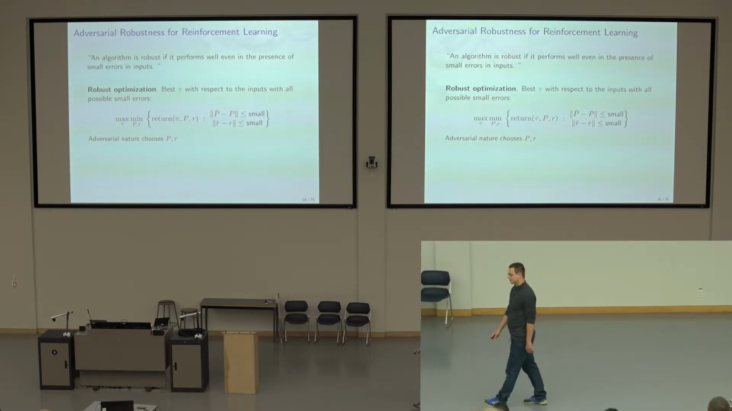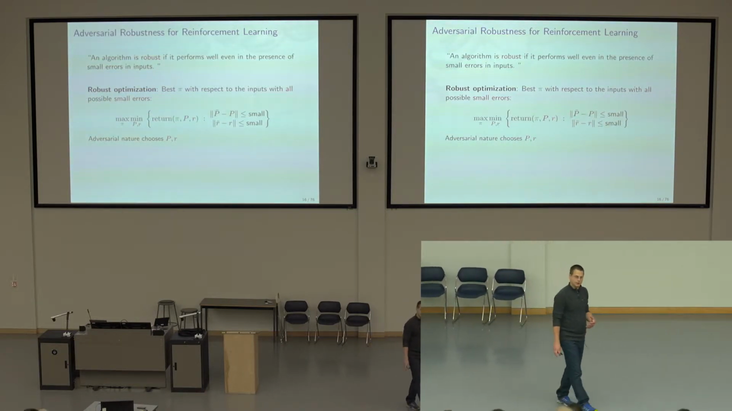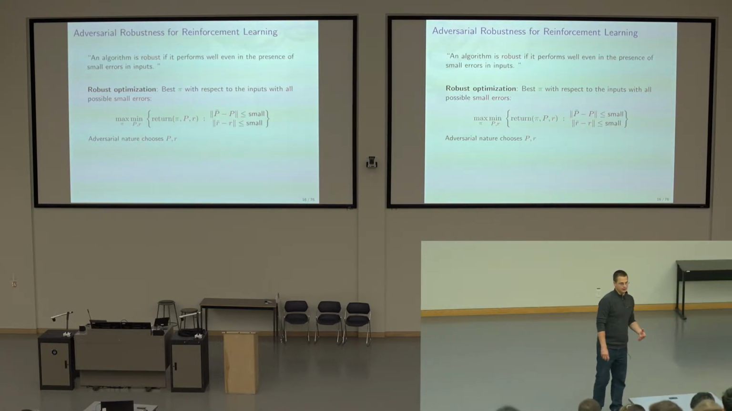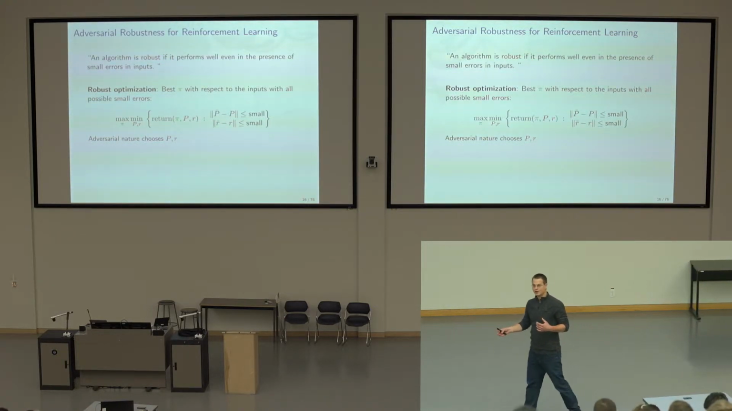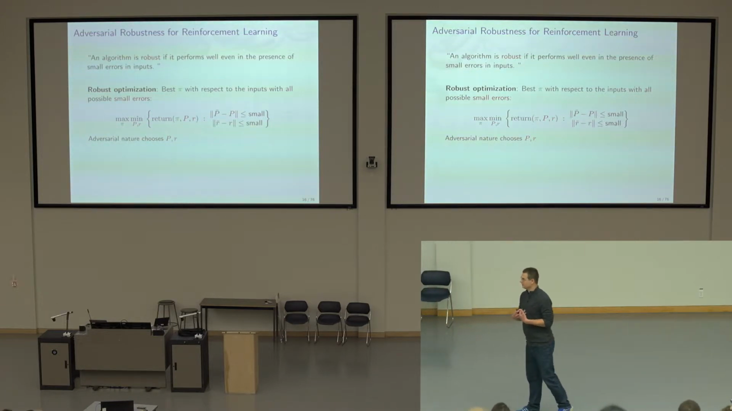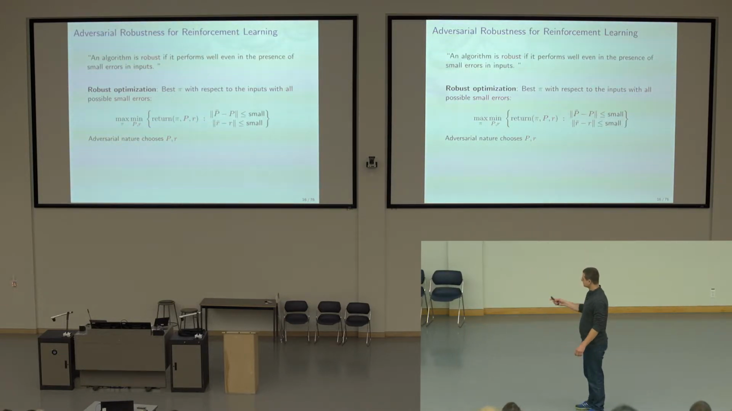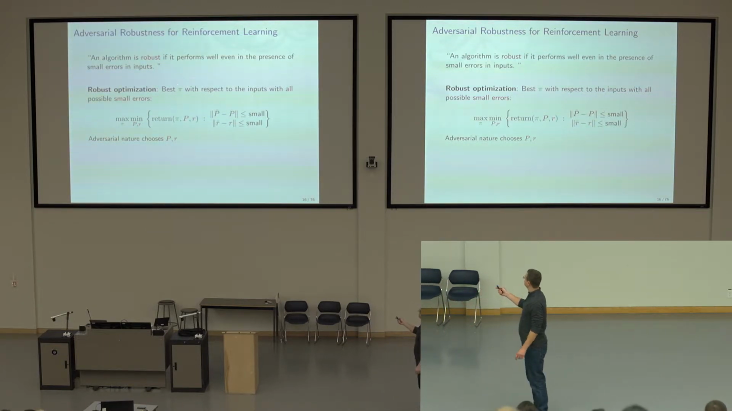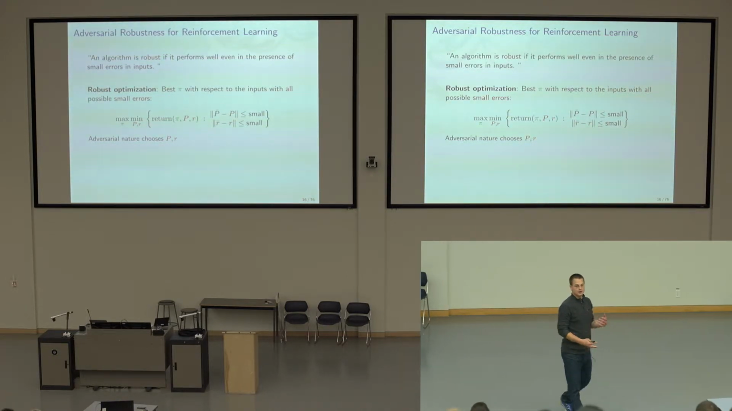What can we do about it? We're going to do essentially the same thing people do about robustness in deep learning. It turns out this is an old idea, but I think it's a very good idea, actually. So again, we want an algorithm which is robust, so it performs well even in the presence of small errors in the inputs. So we're going to look for the best policy with respect to inputs with all possible small errors. So we're going to get this max-min problem.